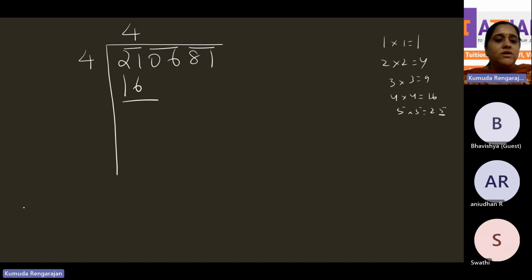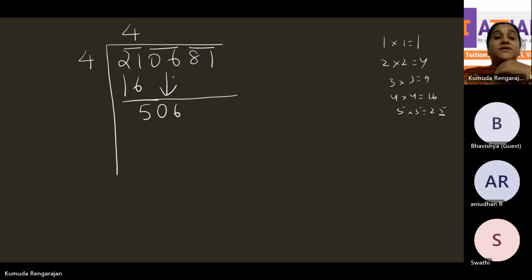You saw how I wrote it? 4 fours are 16. That's the first step. Now subtract. Always we subtract. So subtract. You'll get 5. Bring the next pair down. Okay? Double the quotient. That means 4 into 2, 8. Double the quotient, 8. And where should you write that 8? Write it here, like this.